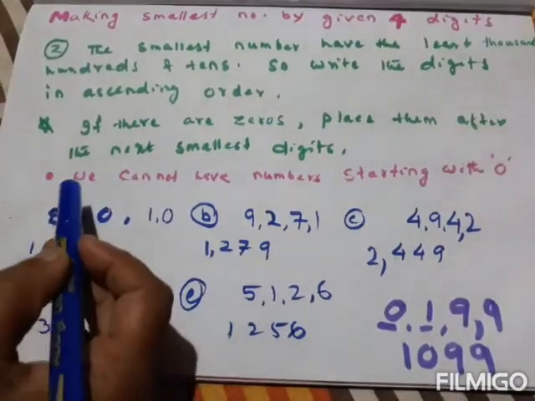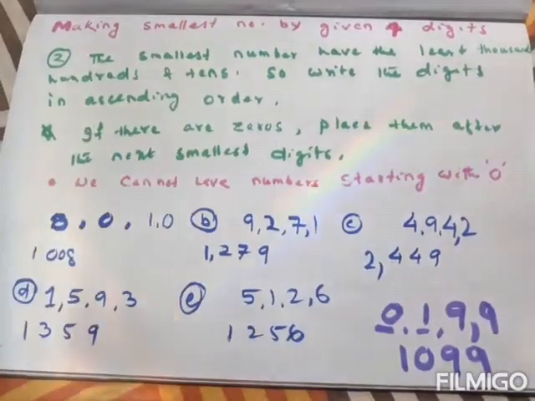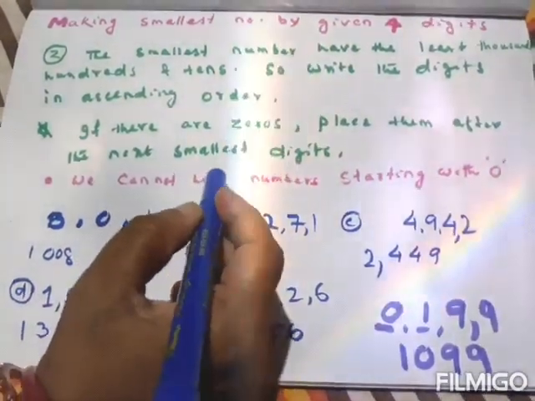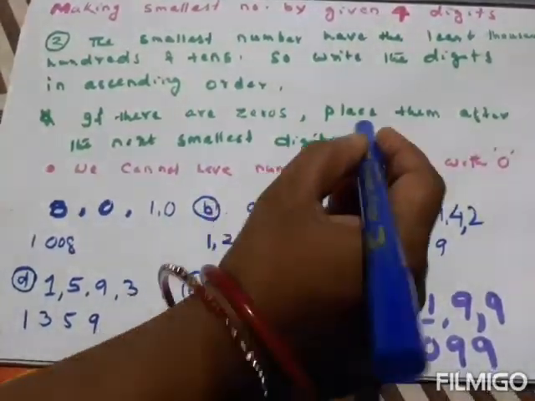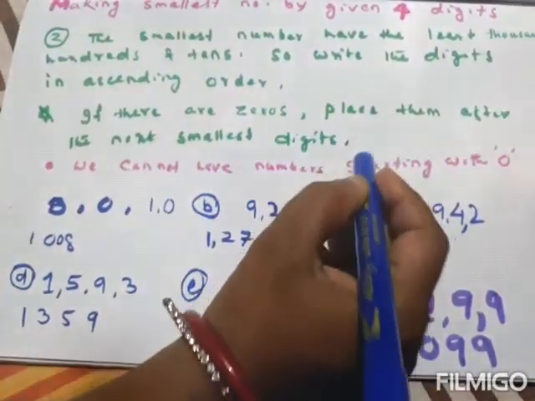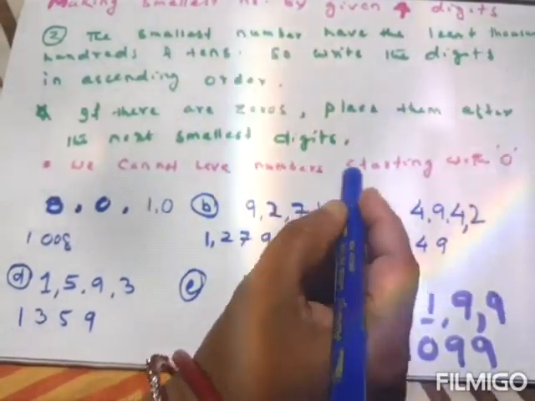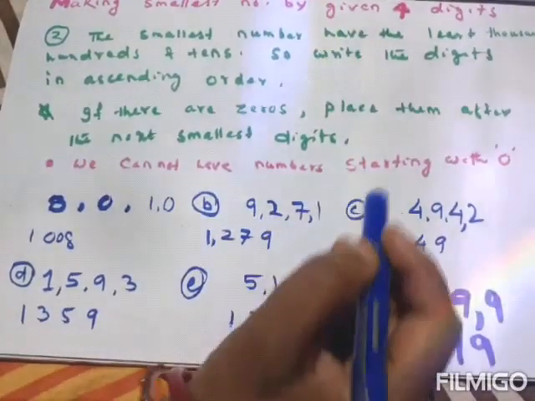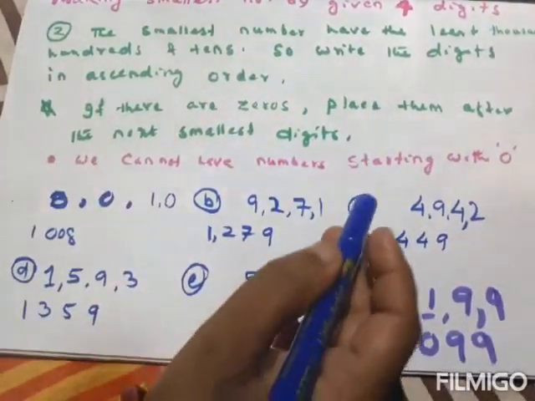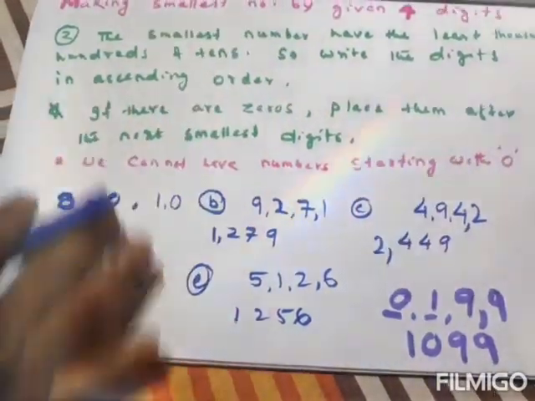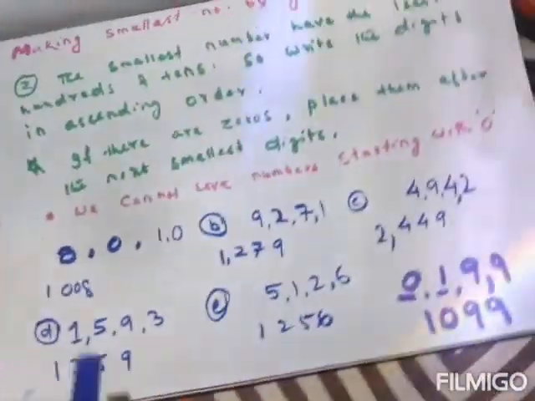Then, we cannot have a number starting with 0. When we write 9, after 9 is a 1-digit number, the greatest 1-digit number. After that we write 10. 10 means 1 is one digit and 0 is another digit, so there are 2 digits. No, we cannot start any number with 0. Here I am giving one more example to you.